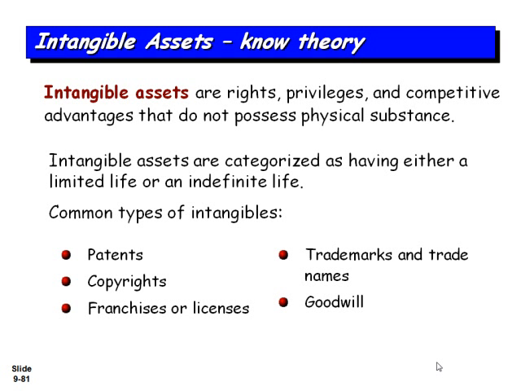What are intangible assets? Something intangible is something you cannot touch. They don't possess physical substance. They can be rights, they can be privileges, they can be competitive advantages. And below are examples of different intangible assets, and these are long-term assets. These are categorized as having an indefinite life, hard to quantify, almost impossible to quantify, or a limited life.